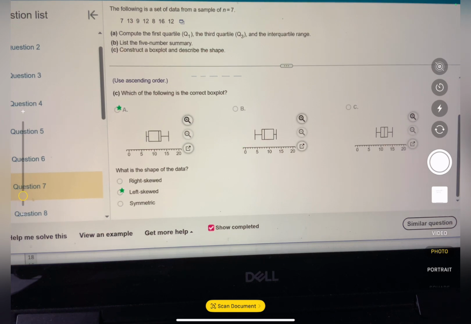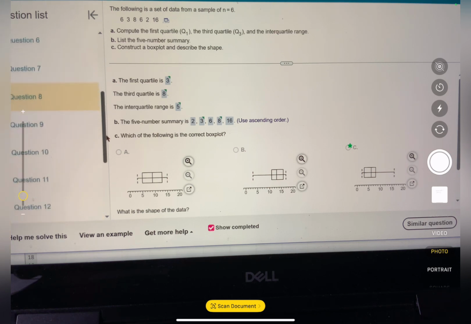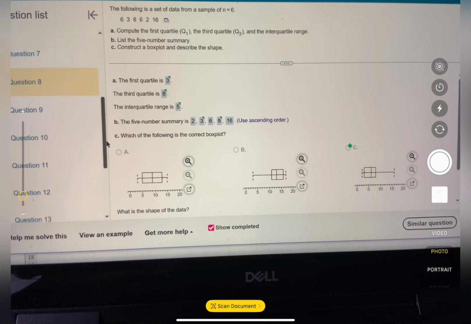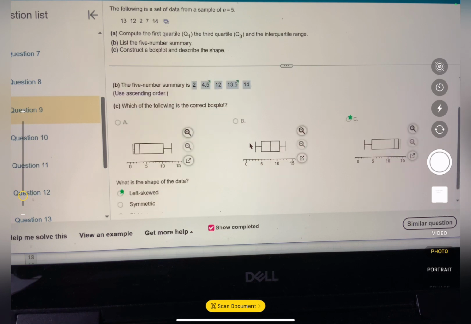7, 8. So it's going to be exactly the same thing. You can open my number 7 to see how I did it, and do the same for 8 by yourself. And number 9, same thing. All right. Number 10.